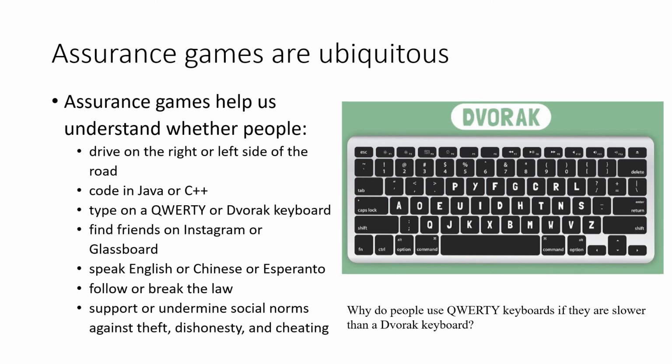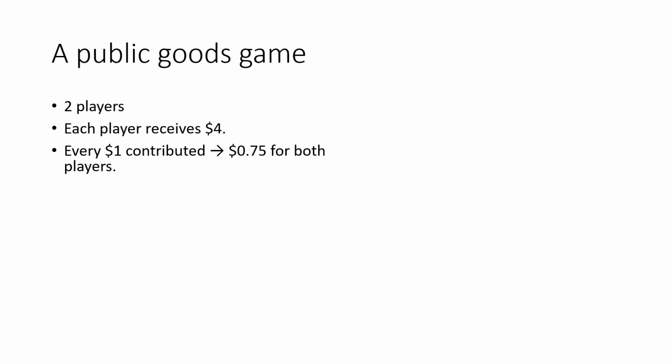So, after talking about assurance games, now I would like to provide two examples of the public goods game. In a public goods game, in this example, there are two players. Each player receives $4. Every $1 contribution makes gets them 75 cents for both players. We can represent this in a 2x5 game.